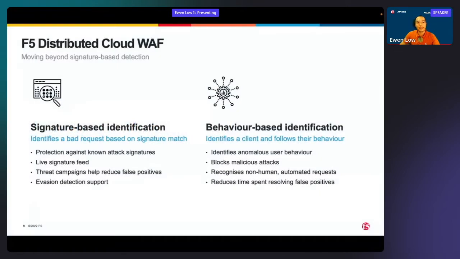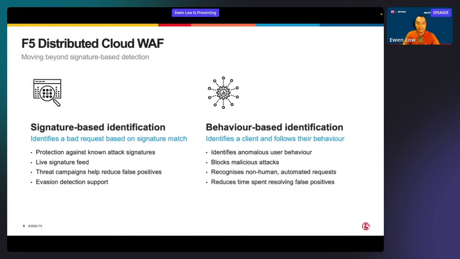In this F5 Distributed Cloud WAF platform, there are actually two components. We have our signature-based identification, where we provide a variety of signatures to match some of these bad requests that are coming in. For example, known attacks like Log4J attacks, and also the very common OWASP Top 10 kind of attacks. We also have our threat campaigns.